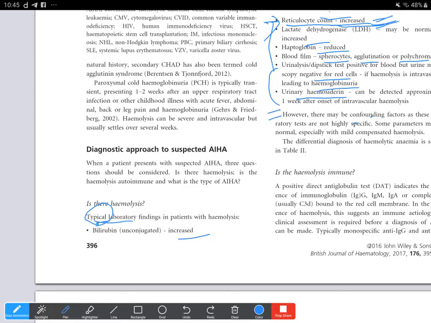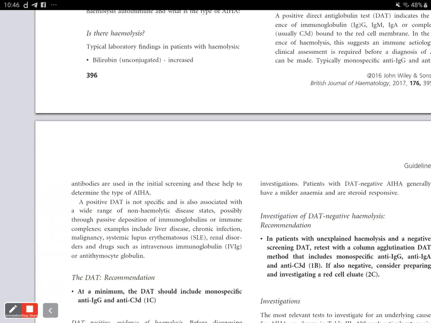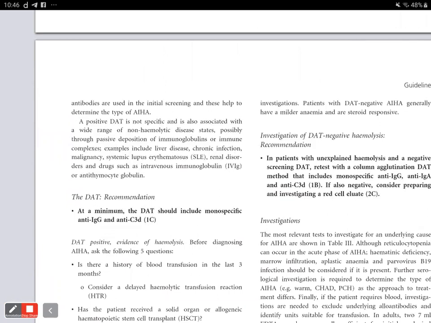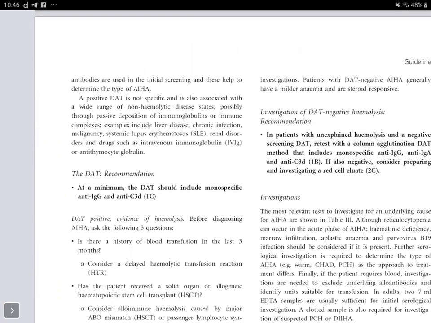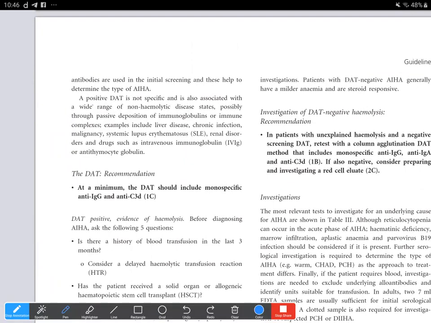So these parameters, especially with mild compensated hemolysis, will typically not be met. And then to document the immune nature of the hemolysis, we need to do the DAT, the direct antiglobulin test. This is basically a screening test, because, as you have mentioned, there will be a lot of false positive DATs and a lot of false negative DATs also.